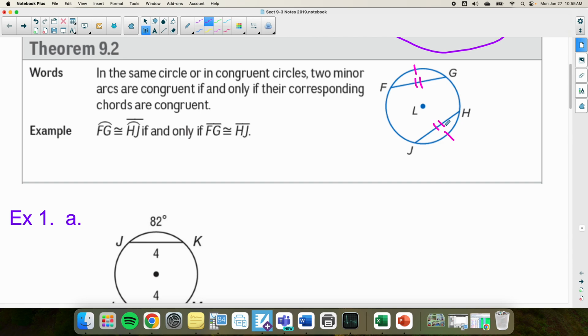And it works the other way also. This is an if and only if theorem, and when you have an if and only if theorem, that means if you read it forwards, it works. If you read it backwards, it works. So if the chords are equal, the minor arcs are equal. If the minor arcs are equal, the chords are equal.